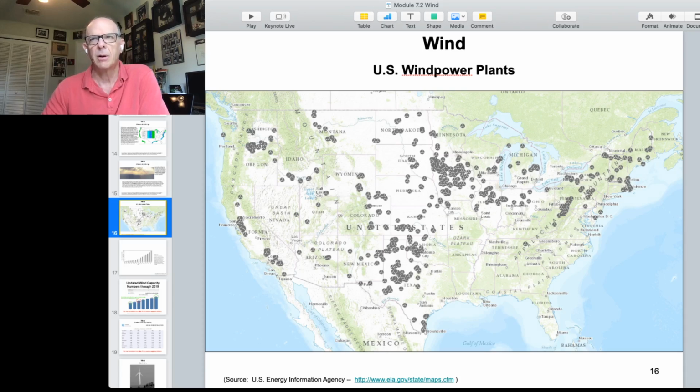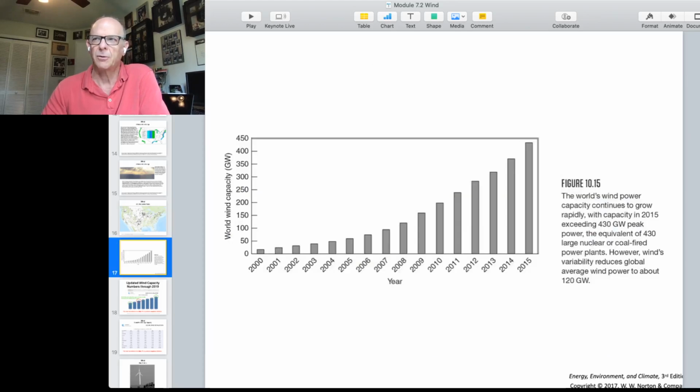This map shows where wind power plants are in the United States as of several years ago. And while we get lots of thunderstorms and some windy weather in Florida, we don't have the strong, steady flow of wind in the state that's steady, predictable, and at a high enough speed to make it a logical place to put lots of windmills.